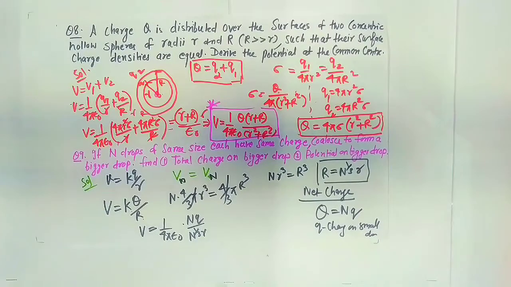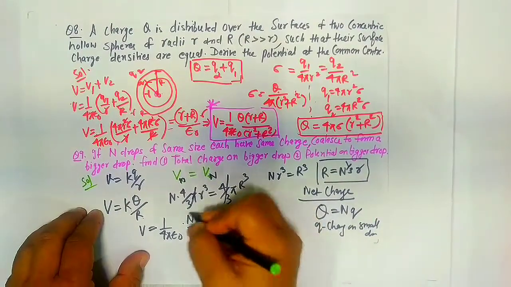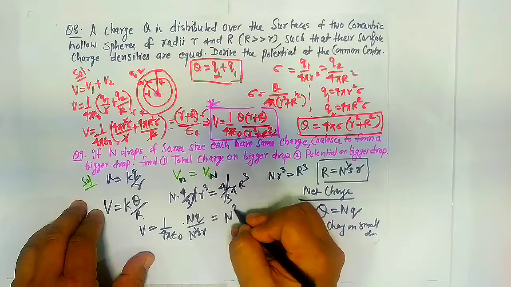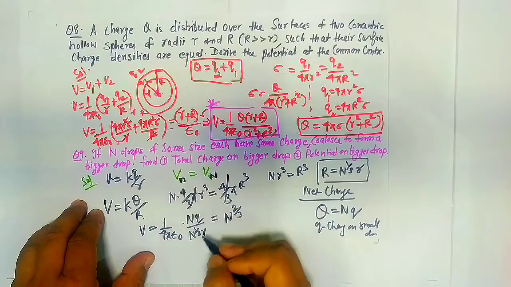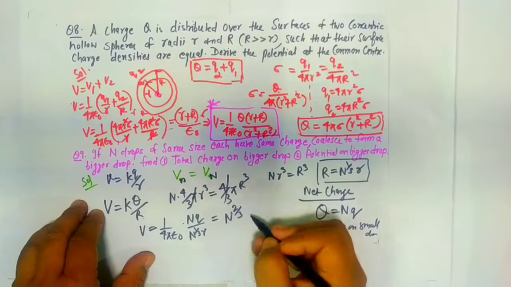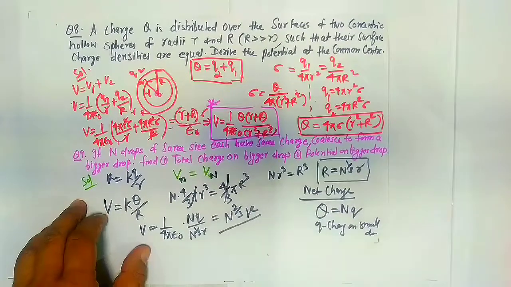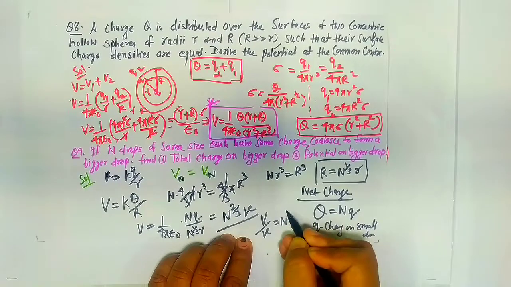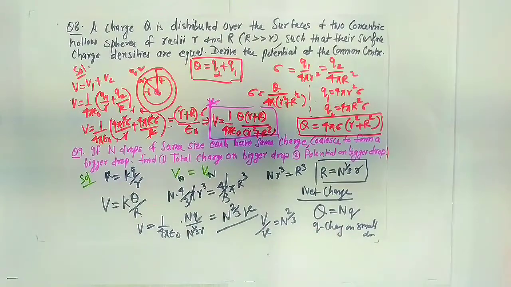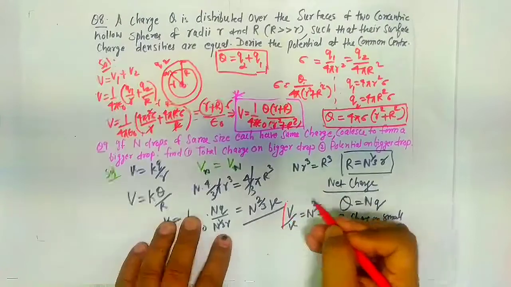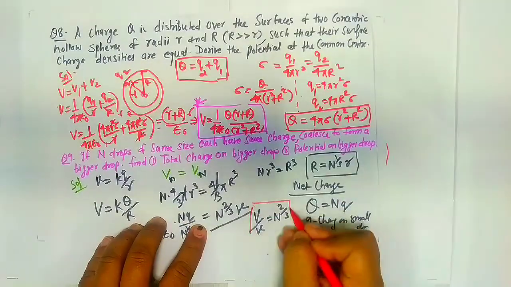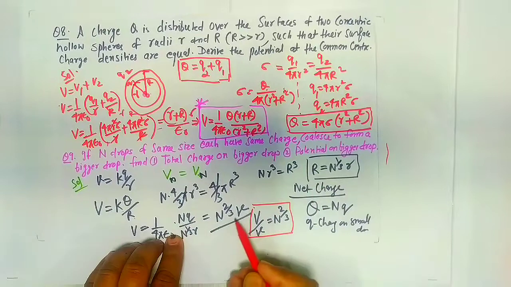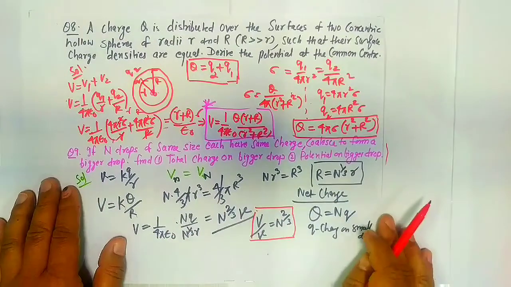So finally, what you get, you take it on the other side, and the answer you will get will be n^(1/3) times n, that is n^(1 - 1/3) = n^(2/3), and 1 upon 4 pi epsilon naught q by r is what? Small v. So this is the potential. That means V by small v will be n^(2/3). So this is the answer you will get for the potential. So potential on the bigger drop will be n^(2/3) times that of the small drop.